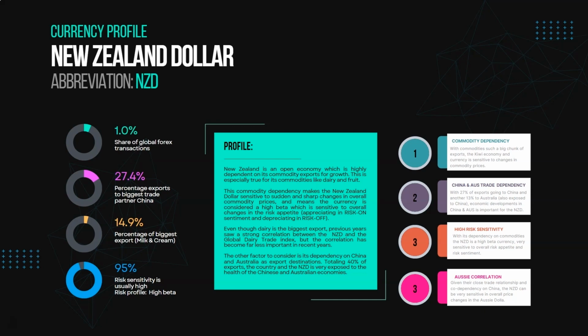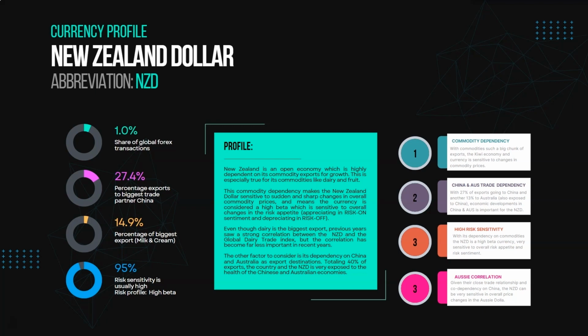beta, which is sensitive to overall changes in risk appetite, expected to appreciate in a risk-on environment and to depreciate in a risk-off environment. Now, even though dairy is still the biggest export for New Zealand, previous years saw a very strong correlation between the Kiwi and things like the Global Dairy Trade Index, but that correlation has become far less important in recent years.